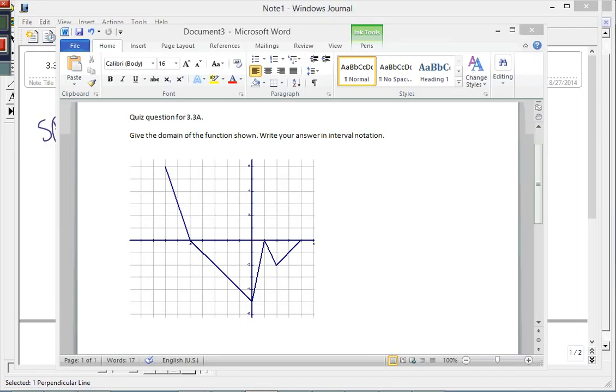Okay, here's your quiz question for 3.3a. Give the domain of the function. So here it is. I don't know if you can read those little numbers on there, but each little tick mark is 1. So tell me what the domain is of this function and write it in interval notation and put it in Canvas in the quiz.